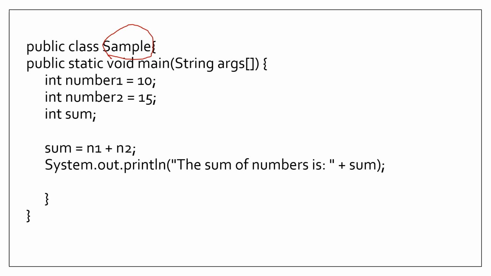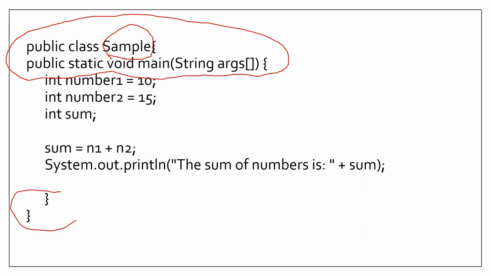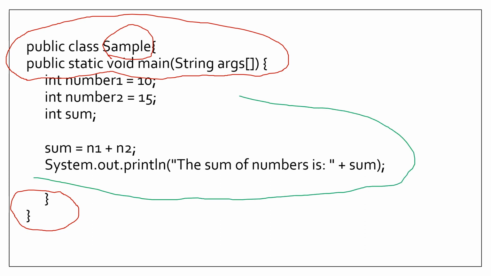So we say public class sample, and then basically, because we're already finished with flowcharts, this part here is considered the start or begin in our flowchart, and this part here is considered the end or the ending part of our flowchart. And this entire code here is our main code.